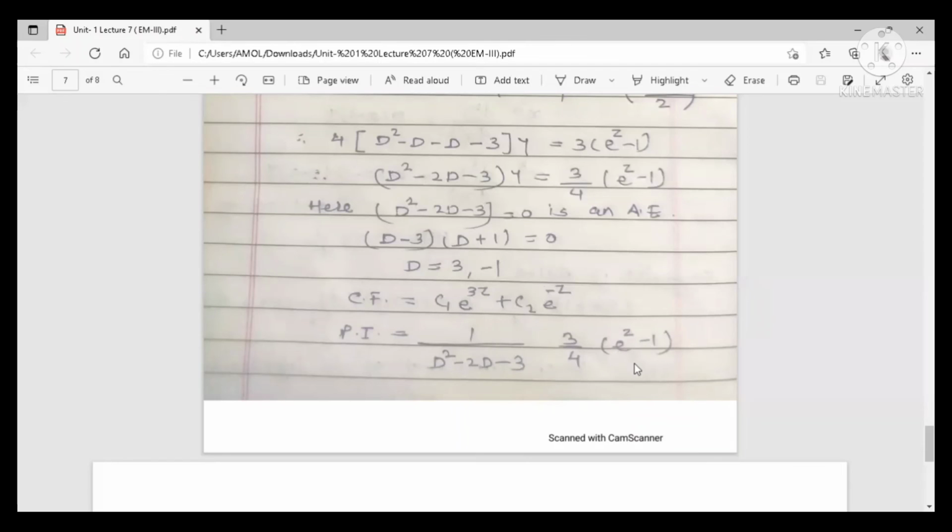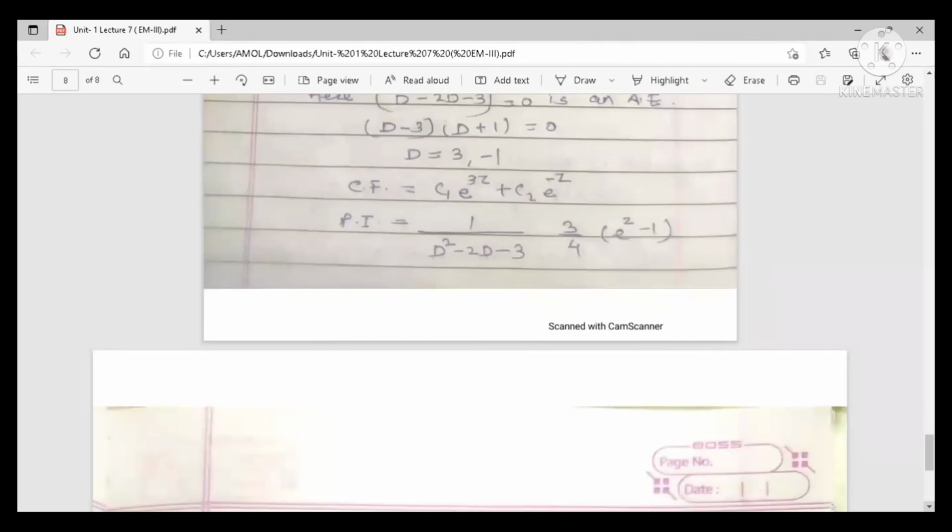Now solve this PI. We find the PI, solve for the function. It is a simple exponential function. One term contains an exponential function and the second term is a constant term. So use the first case of the shortcut method. Separate these two terms first. See the next step.